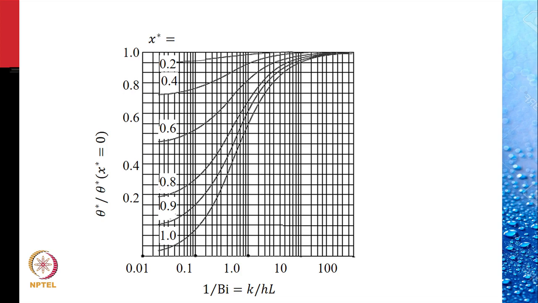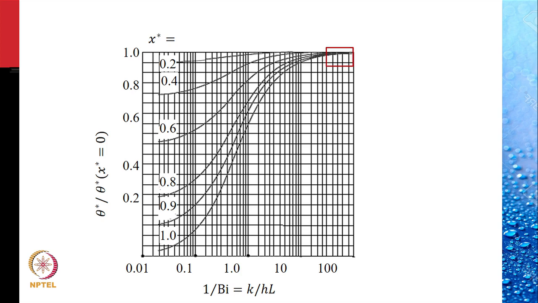These, of course, are corrected by the position correction chart. For different values of x star, the correction factor theta star divided by theta star at the mid plane, for various values of Biot number.